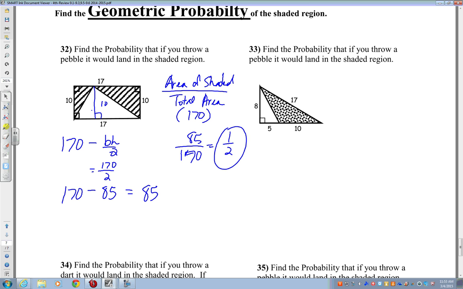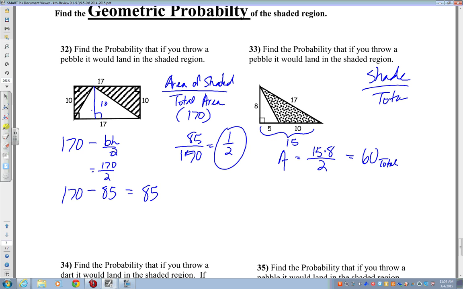All right. Now, for this one, this is what's the probability if you throw a pebble and it would land in the shaded region. So how are we going to get the shaded region for this one? I've got to find the area of the whole. Again, take the shaded over the total. Yes, this whole thing right here is 15, so we're going to do 15 times 8, but divided by 2 because it's a triangle. That would give me my area. You got what? 60? Yeah, 60 is your total.